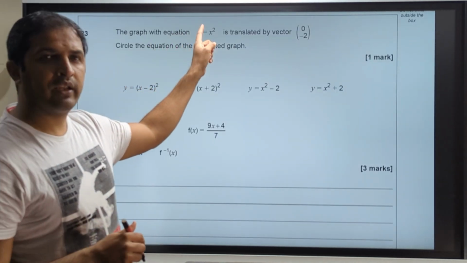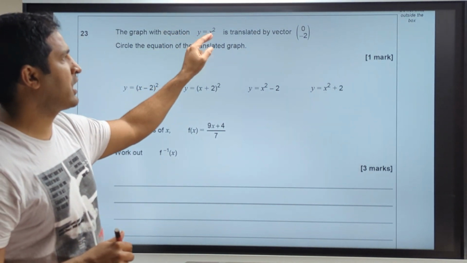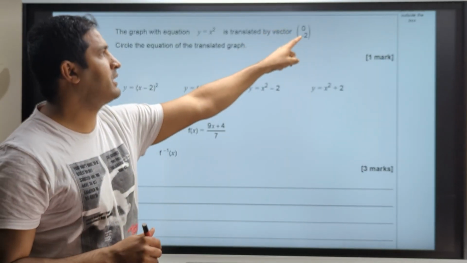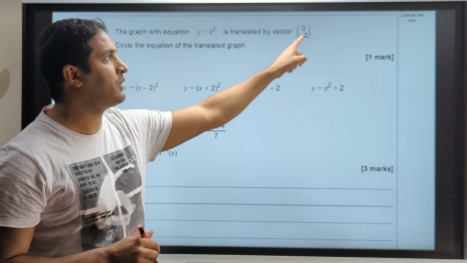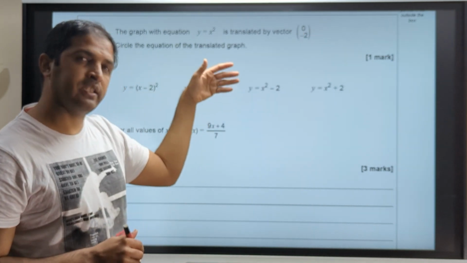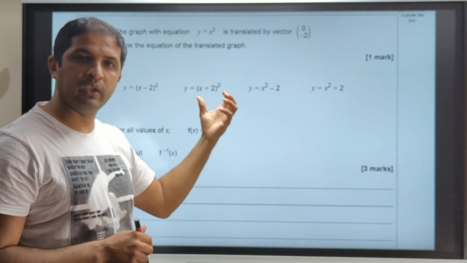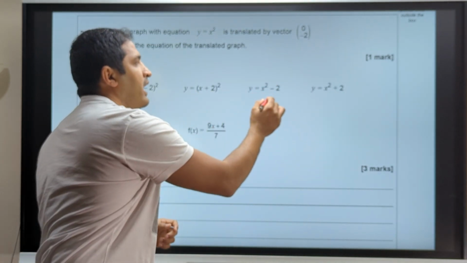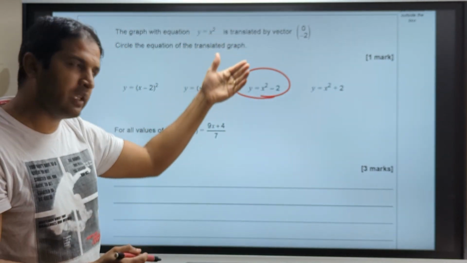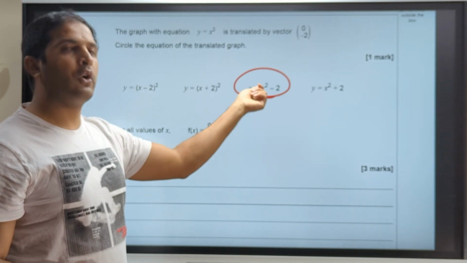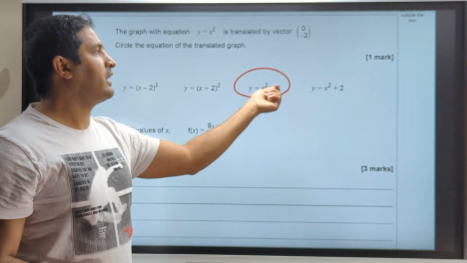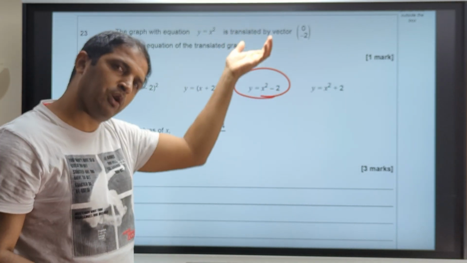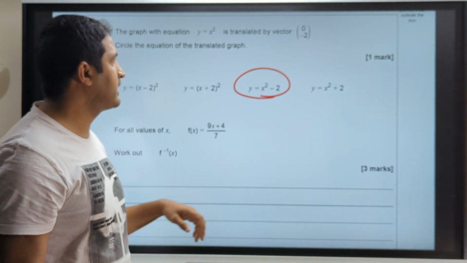Right, if the graph is translated, this transformation is a translation 2 places down. That means you're changing the y value by reducing the y value by 2. And this is the one that actually reduces it, moving everything 2 places down. So whatever you're getting for the x squared value, you're then taking away 2. So the y value will automatically drop 2 down every single time.